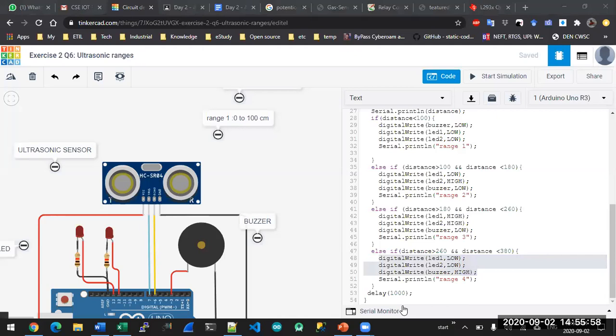So if you have doubt, you can post in the chat, and we'll be having a 10 minutes break for this session. Then after the 10 minutes break, we will start the potentiometer, then LDR sensor and gas sensor. So if you have any doubt, you can post here and take a 10 minutes break.